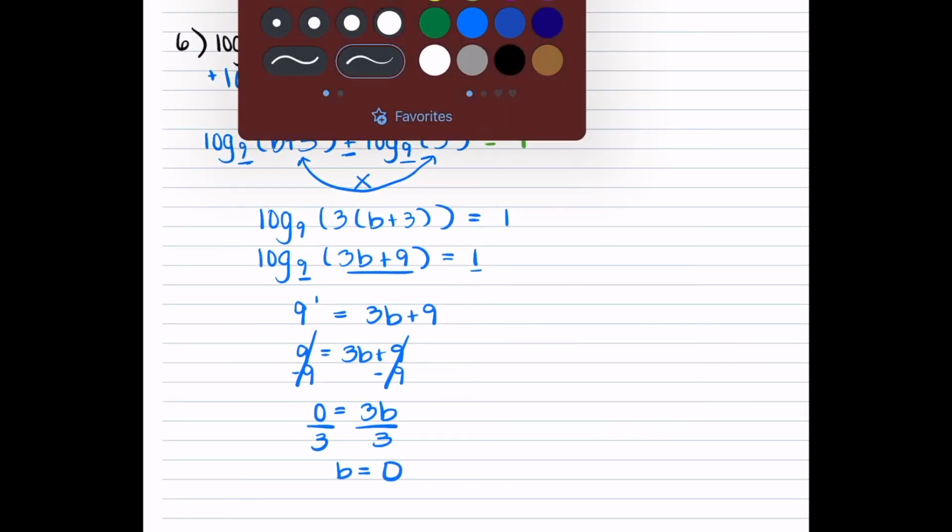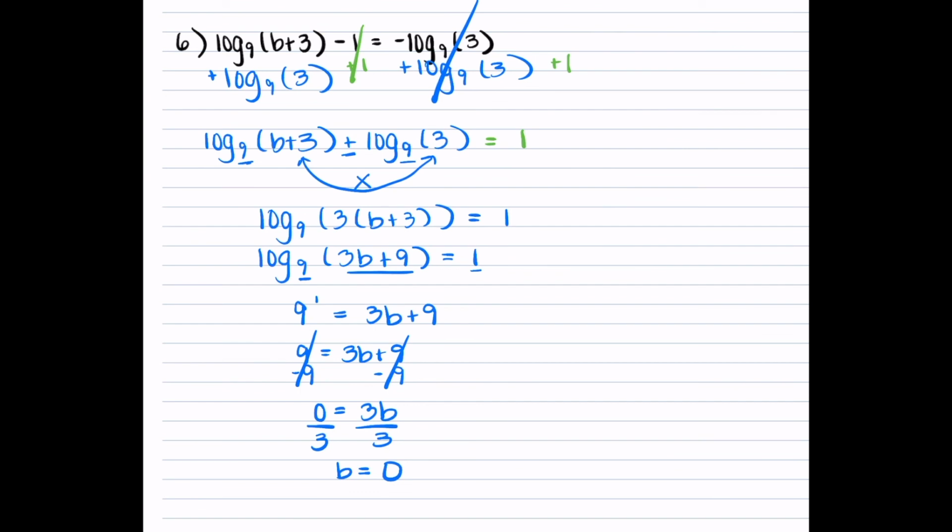And then we are going to check like always. We got log base 9 of 0 plus 3. That works because this is a positive number. And on the other side, we got negative log base 9 of 3, which is already a positive number. So that also works, which means that our answer is b equals 0.